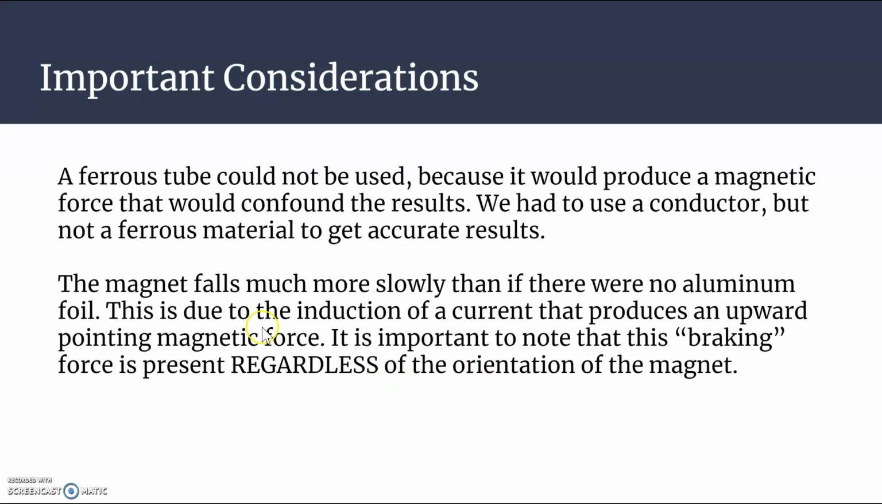Another thing that we touched on later was that the magnet fell much more slowly than if there were no aluminum foil, and this was regardless of the orientation of the magnet.